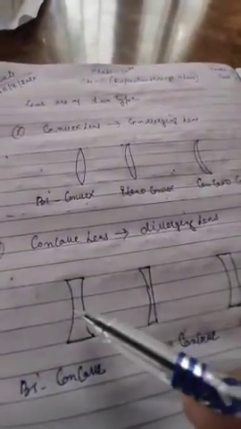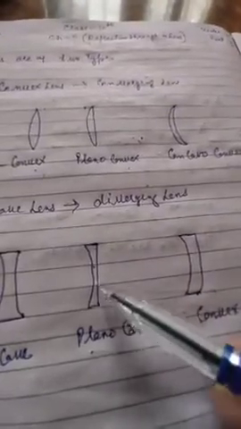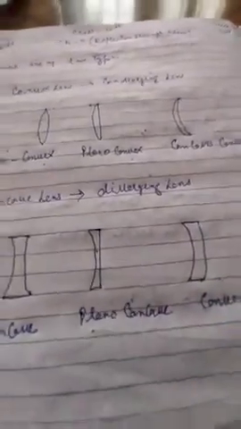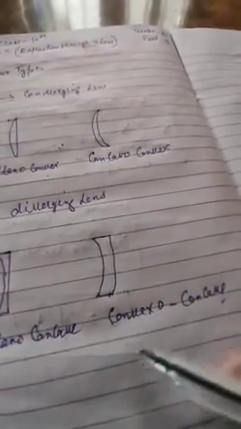So this is your biconcave, both the surfaces are concave, then plano concave, one surface is plane, another is concave. Now here one is convex and one is concave, that is why this is known as convexo concave. Now the next topic is action of a lens as a set of prisms.